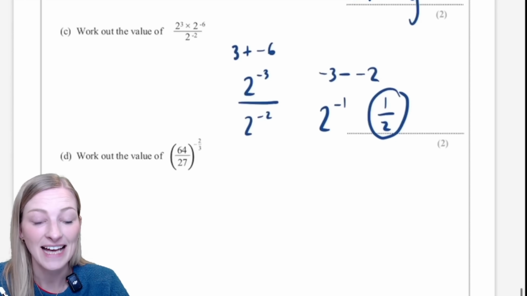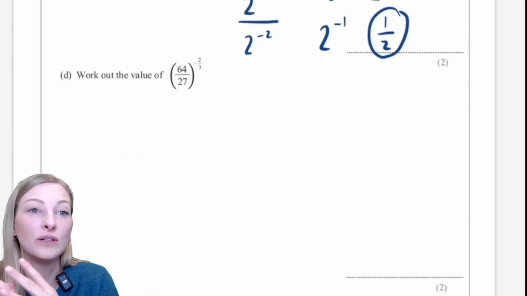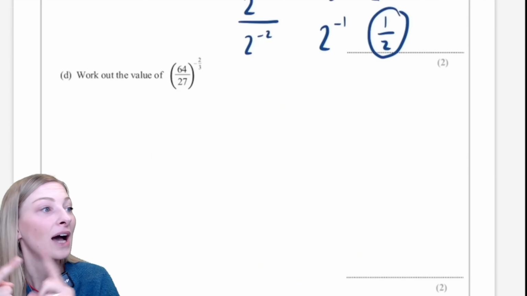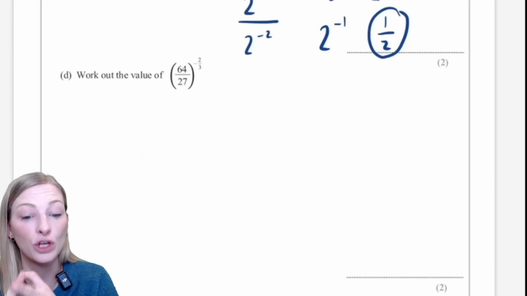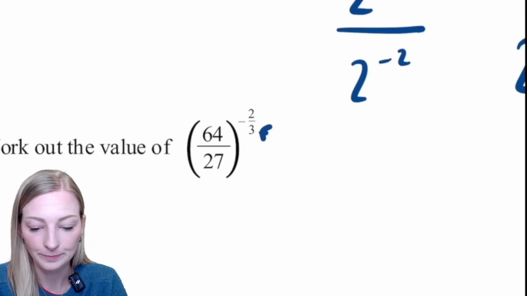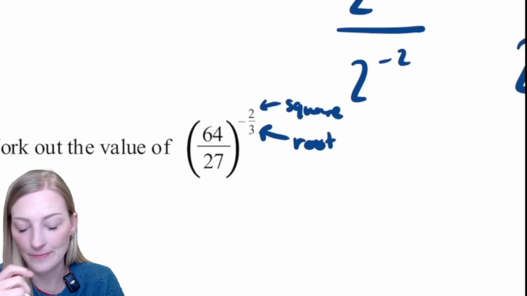Okay, part D, and again, we've got a negative indice here. There are 3 things we need to do here. The negative power tells me to make the base number its reciprocal. I then need to root by the bottom, so the cube root, and then I need to do the power of the top, so the square. So that 3 tells me to root, and that 2 tells me to square. So the cube root, because it's a 3, and then I'm going to square it.